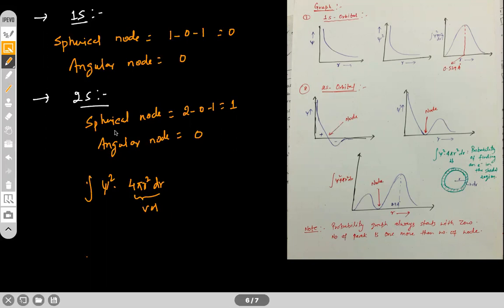Okay, so did you understand the first three graphs? Obviously, we do not have the psi and r relation, so it is a curve, it goes like this. If there is no node, then this graph won't cross the x-axis. It will stay above the x-axis only. Did you understand the third graph? The third graph, the probability graph, is more important.